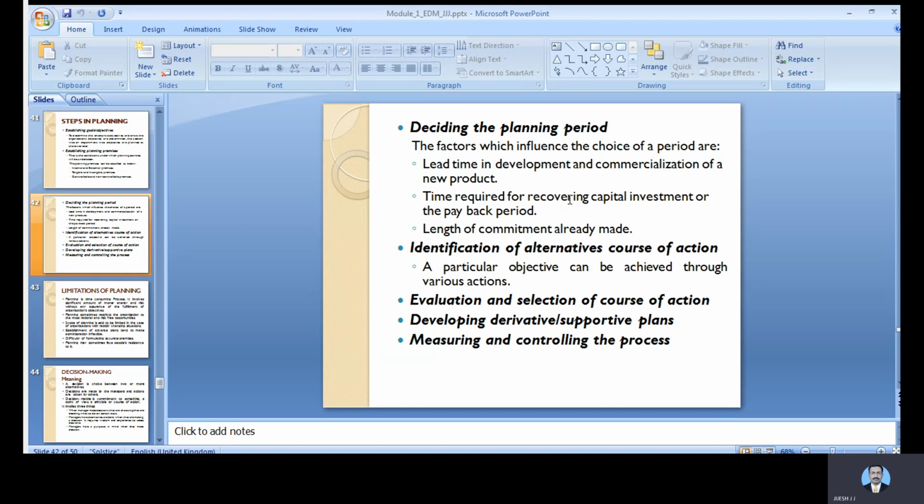Further moving on, we have identification of alternative courses of action. Sometimes our planning might not be a successful one.